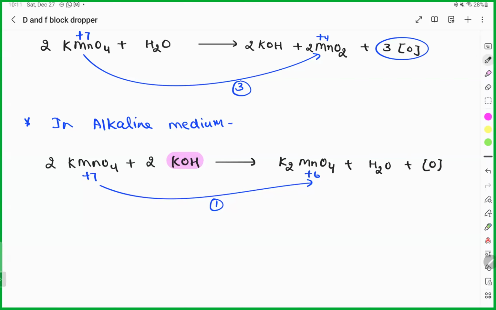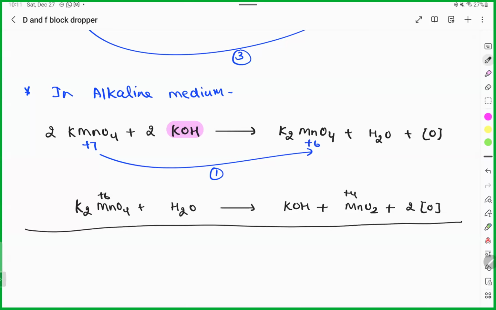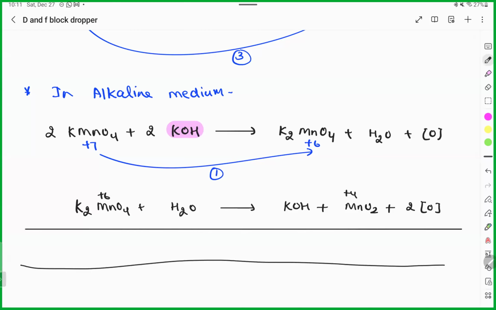But again, when this K2MnO4 reacts with the H2O, what will happen? It will again form KOH plus MnO2, because from plus 6 converting into plus 4 is a difference of 2, so 2 nascent oxygen. If you take the total reaction, what will happen? The overall conclusion.